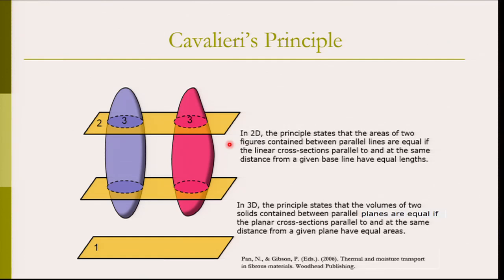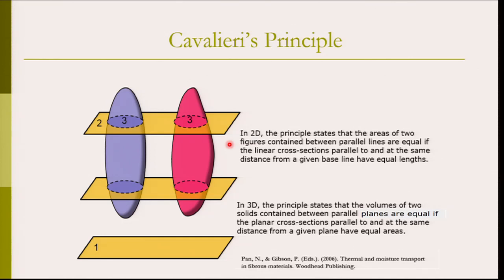So, in 2 dimensions, the principle states that the areas of 2 figures contained between the parallel lines are equal if the linear cross section parallel to and at the same distance from a given base have equal lengths. Similarly, in 3 dimensions, the principle states that the volume of 2 solids contained between parallel planes are equal if the planar cross section parallel to and at the same distance from a given plane have equal areas.